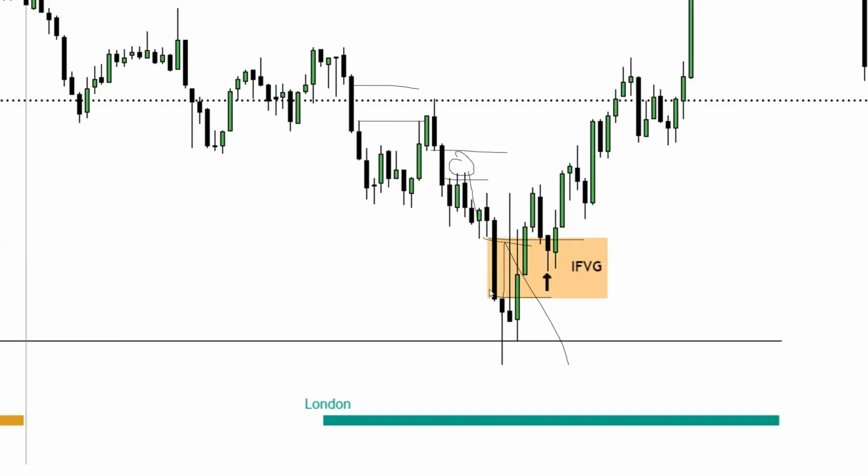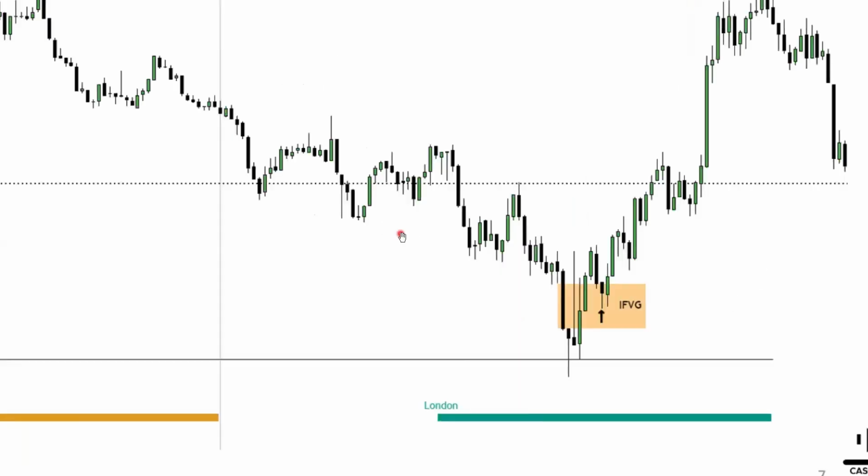But at this point, price broke through it, disrespecting the fair value gap, telling you that price wants to go higher. So it's a sign that price or market wants to turn. So we are seeing it in a lower time frame, giving a good opportunity for an entry.